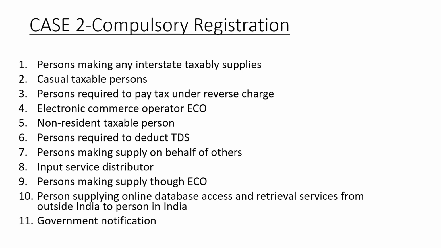Next are persons making supply through ECO, that is businessmen who sell their goods through electronic commerce operators. Even they have to be compulsorily registered. Tenth, persons under this category are persons supplying online database access and retrieval services from outside India, that is businesses who provide cloud systems and cloud storage services to people located in India, and thus have to get themselves registered under the CGST Act.